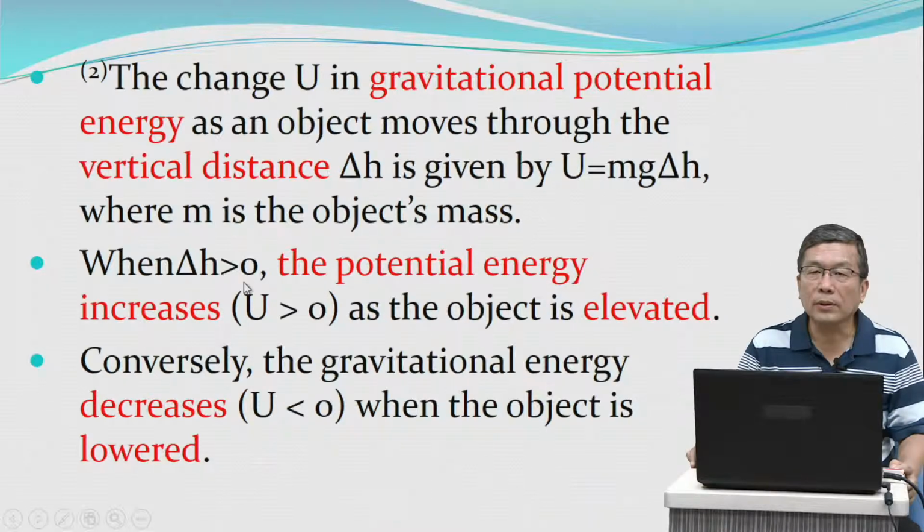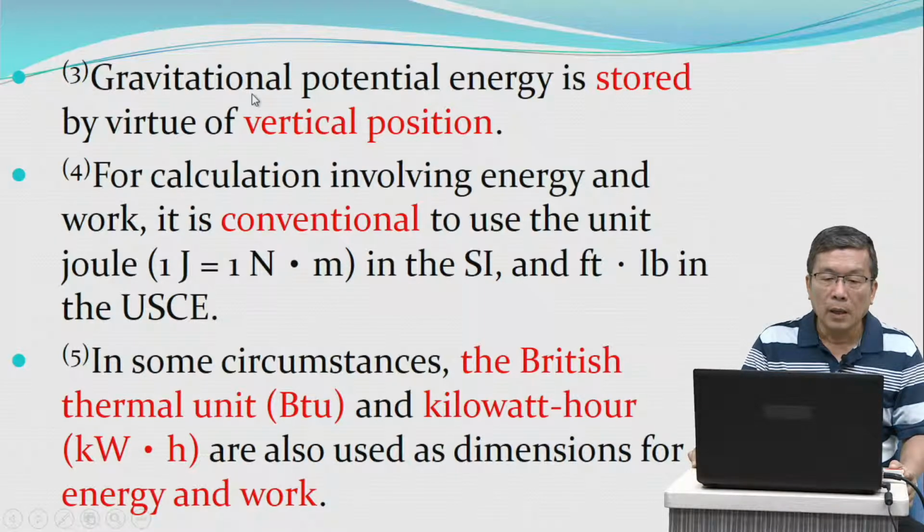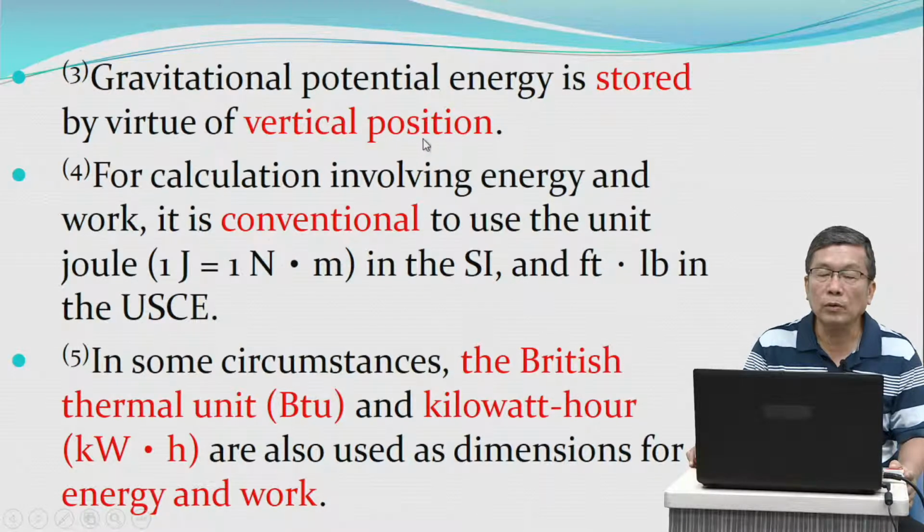When delta H is greater than 0, the potential energy increases, U is greater than 0, as the object is elevated. Conversely, the gravitational energy decreases, U is smaller than 0, when the object is lowered. Gravitational potential energy is stored by virtue of vertical position.